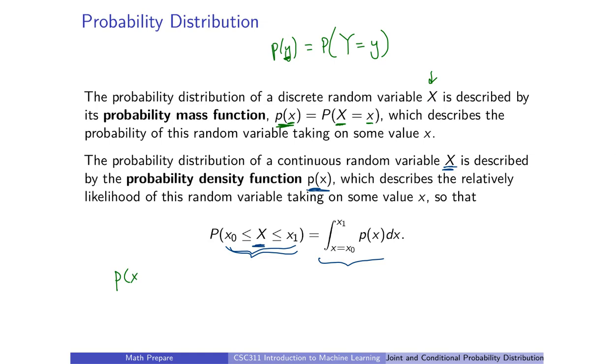Other important properties include that p of x is always greater than or equal to 0 in both the continuous and discrete case. And if we integrate over all of the possible values that x can take on in the continuous case, and in the discrete case, if we sum over all the possible values that x could take on, we should get the value 1.